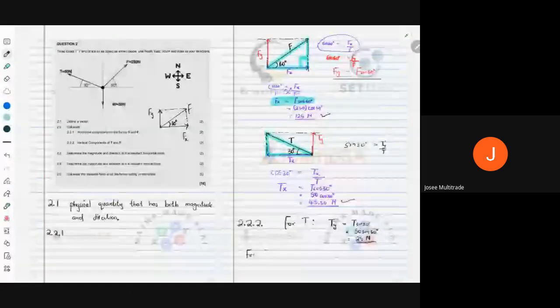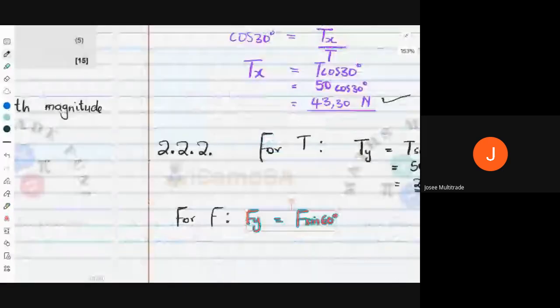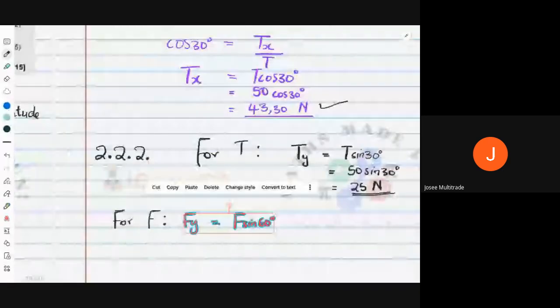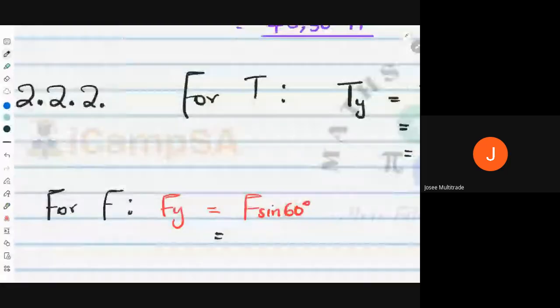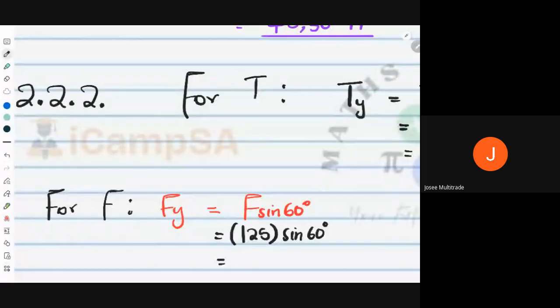For F, we are finding the vertical. Vertical is up or down, which is the y-axis. This is how you would find it. So we use 125 times sine 60. So 125 sine 60. I get 108.25 newtons.